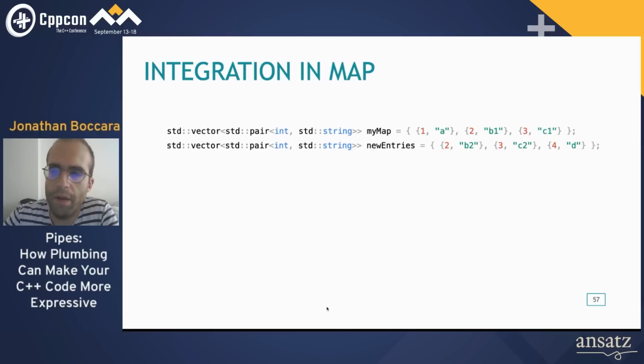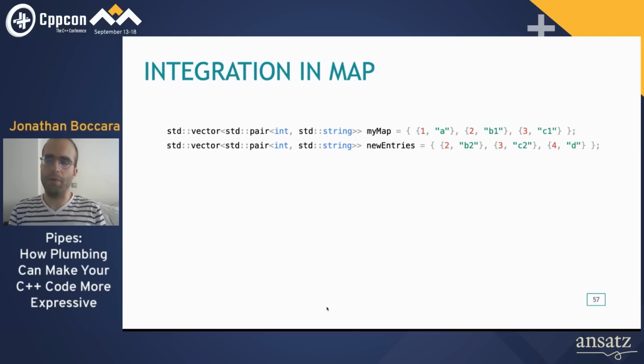With the STL, it's all or nothing for the keys that are already in my map. For example, if you'd like to insert 2 and B2, and there's already 2 and B1, you can either ignore B2 and keep B1, or you can replace B1 with B2. But there's no middle ground. You can't aggregate B1 and B2, even though that's often what we'd like to do.